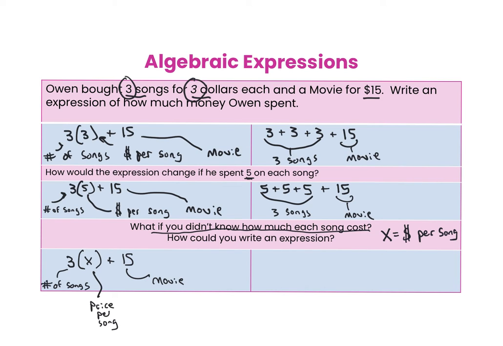Using Mary's method, our expression would be, there is the first song we purchased, and there's the second song we purchased, and there's the third song we purchased, and there's the movie. So there's 3 songs and the movie. And again, all of these expressions we're writing are equivalent.